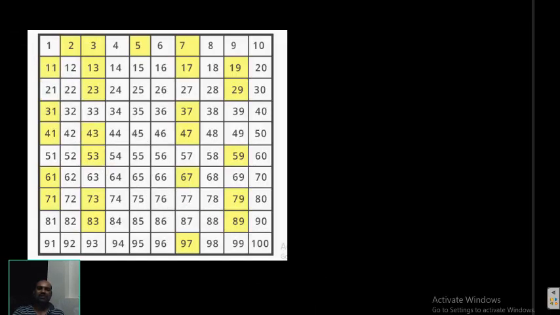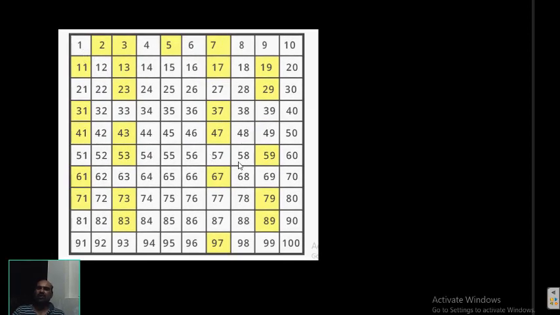Okay, so this is the chart for prime numbers. All natural numbers from 1 to 100 are written. The yellow colored ones are prime numbers. Totally 25 primes exist below 100.